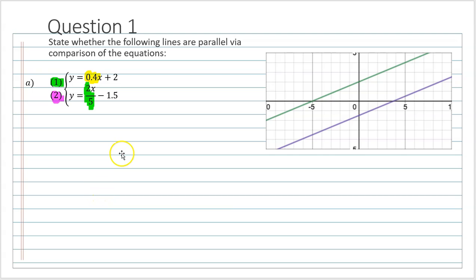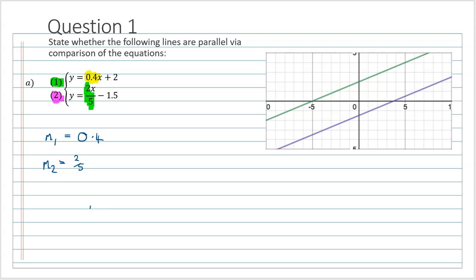Now going down, consider we've got two equations here. Equation 1 is y equals 0.4x plus 2, and equation 2 is y equals 2 over 5x minus 1.5. I've already highlighted the gradients in these examples, and we can see that in equation 1, m1 equals 0.4 and m2 equals 2 over 5. To see if these are equal, I'll ask myself, is m2 divided by m1 equal to 1? If so, the lines must be parallel. If not, they are not parallel.